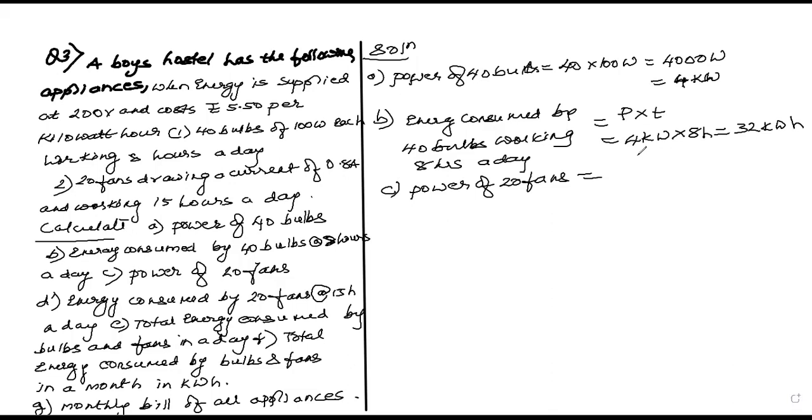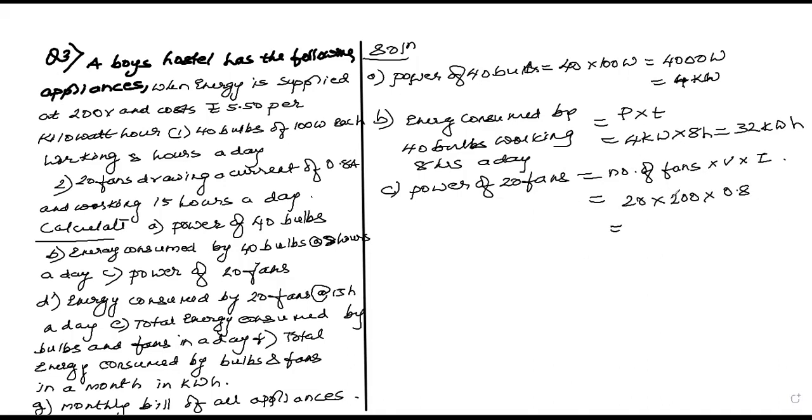Okay, power of 20 fans will be total number of fans into V into I. Are you getting me here? Please have a look here. Number of fans is 20. V is 200 volt. And I is 0.8 amperes. So how much does it become?